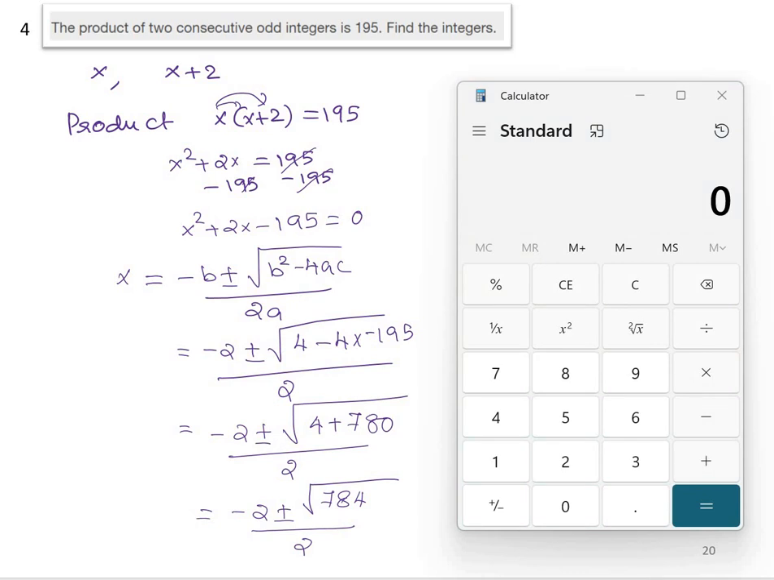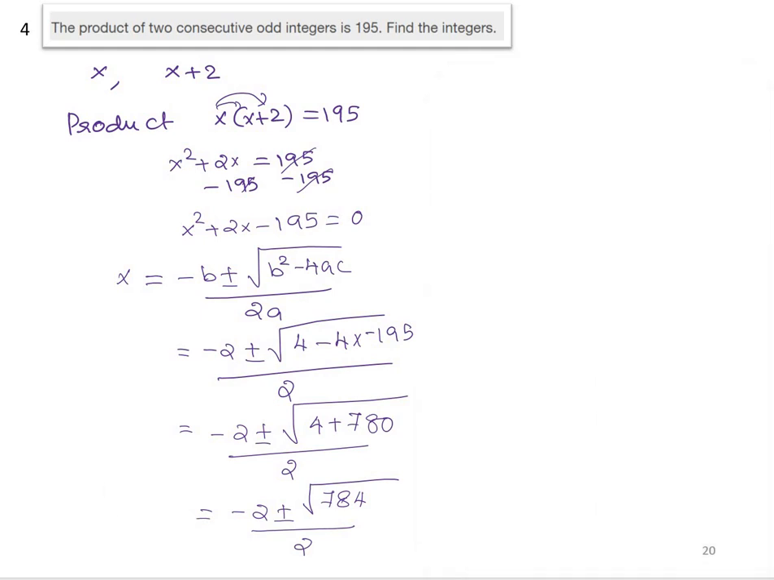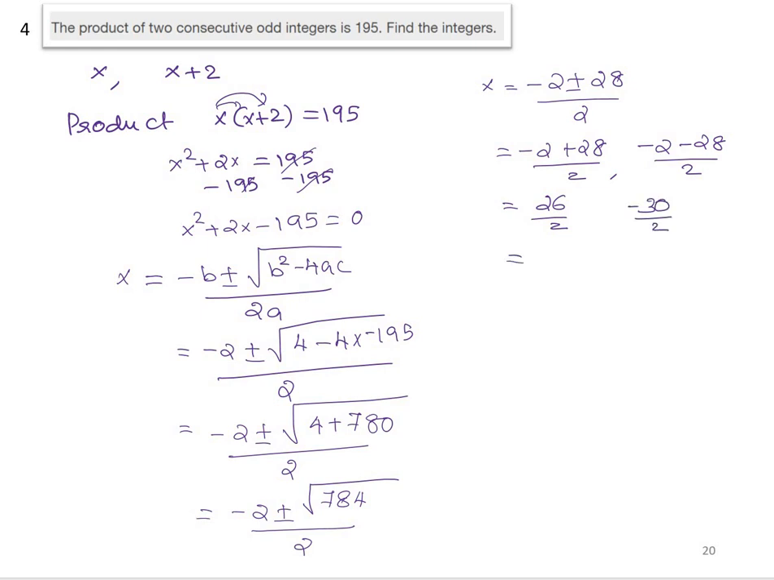Now we can find the square root of 784. It's 28. Okay, so x is equal to negative 2 plus or minus 28 divided by 2. So it's negative 2 plus 28 divided by 2, or negative 2 minus 28 divided by 2. It is 26 divided by 2 or negative 30 divided by 2. So it will be 13 or negative 15. Okay. So we have two possibilities, 13 and negative 15.